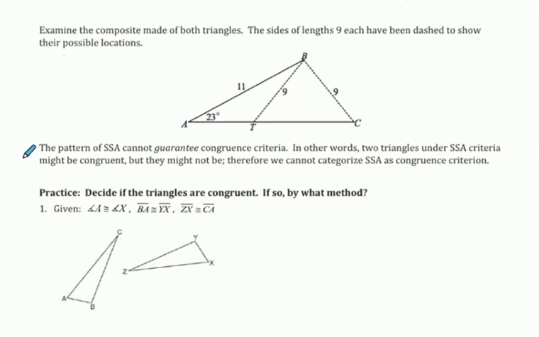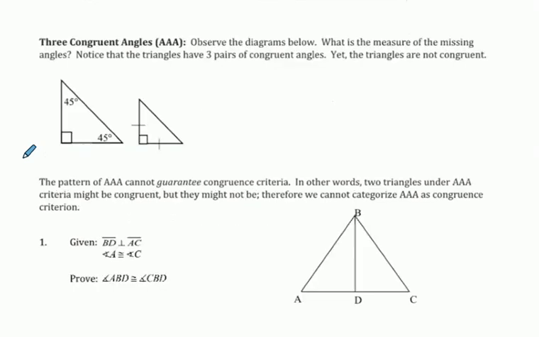Another theorem that could not be used in order to prove triangles are congruent is angle-angle-angle. The easiest way to show this is by thinking of isosceles right triangles. If I have an isosceles right triangle, notice how one of the angles is a right angle and the other two angles are both 45 degrees. So a smaller isosceles right triangle would also have angles of 45, 45, and 90.